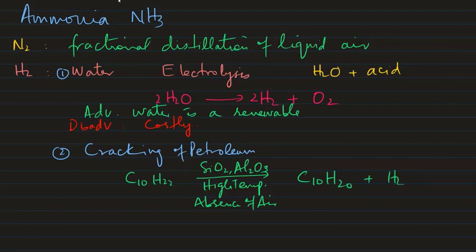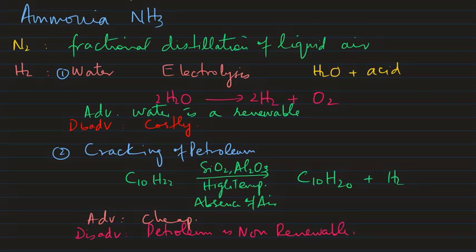Now what are the advantages of this process? This method is a cheap method because in the oil refinery we do cracking to have more petrol. So during the cracking process we get hydrogen as a byproduct. That's why it's a cheap process. But what is the disadvantage of this method? The disadvantage is that petroleum is non-renewable. So these are the two sources of hydrogen, that is from water and from petroleum.